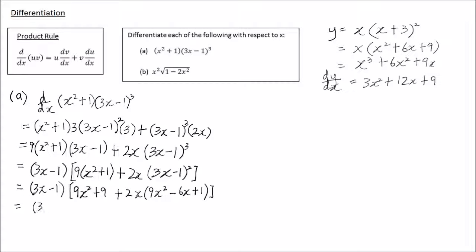Further simplifying, we'll get 3x minus 1, 9x squared plus 9 plus 2x multiplied by 9x squared will give us 18x cubed. 2x multiplied by minus 6x will give us minus 12x squared, and 2x times plus 1 will give us plus 2x.